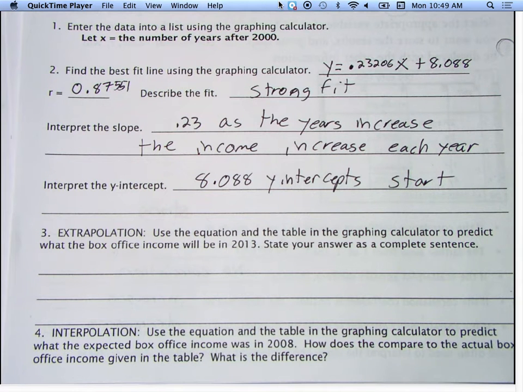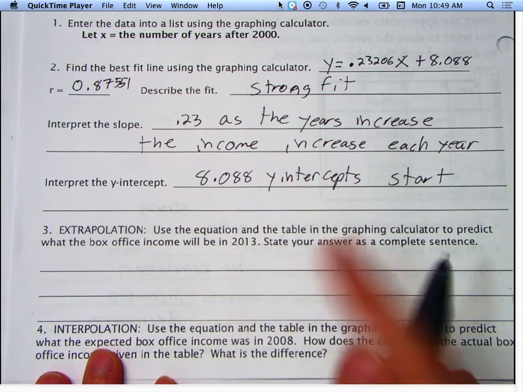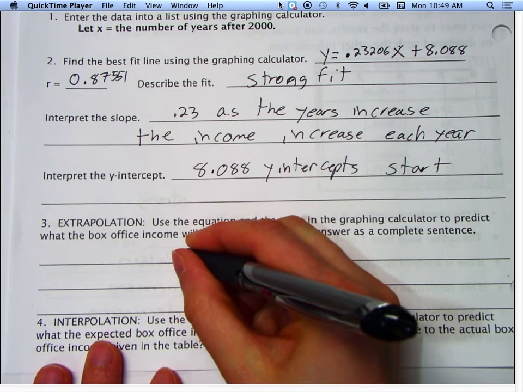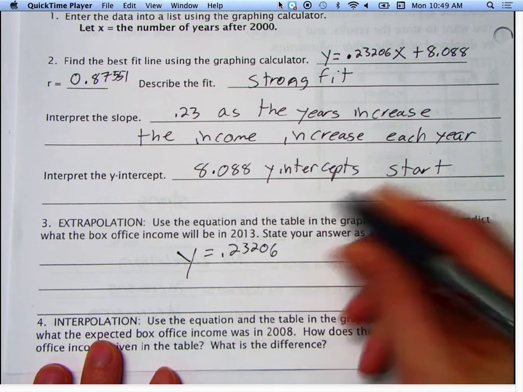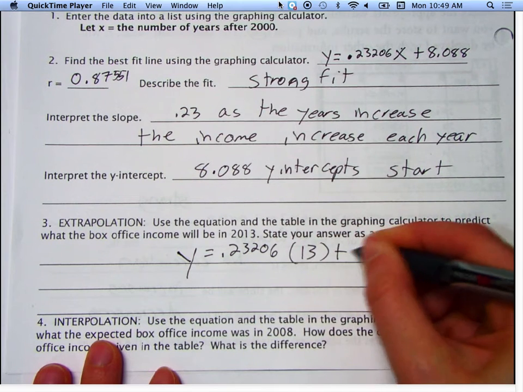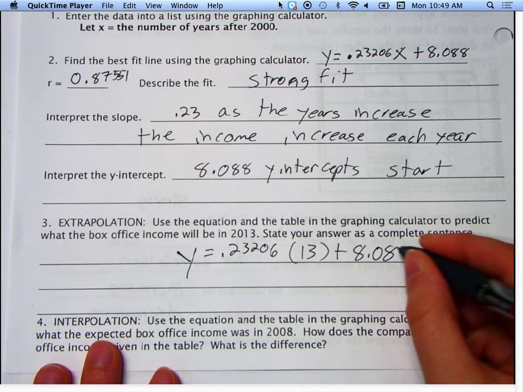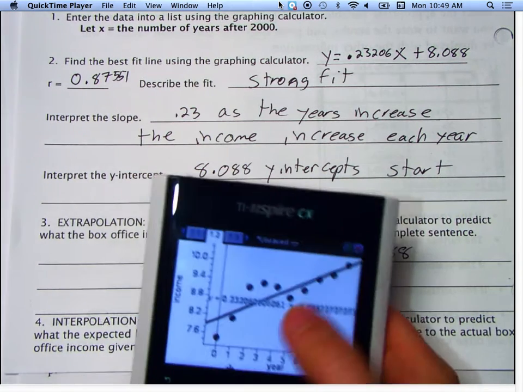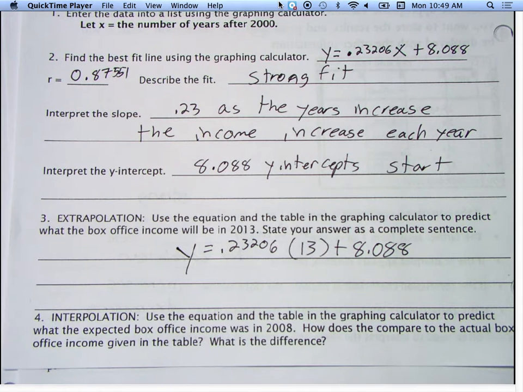Shh, please listen, guys. Okay, so if I was looking at 2013, I'm literally, quiet please, I'm literally taking this, y equals 0.23206, and plugging in 13, plus 8.088. But where is it actually going to be? Might be different than where it ends up being. Okay? So I'm going to stop there. This is just an example of how to start doing this.